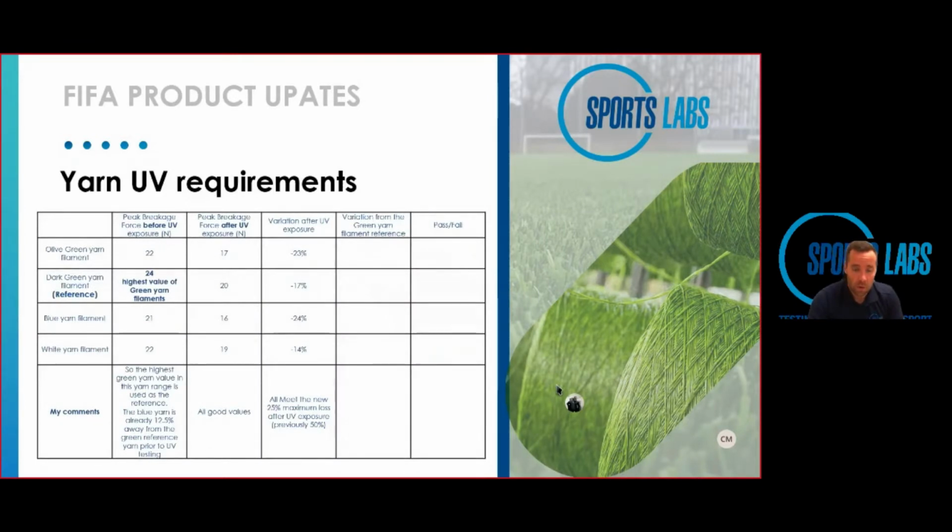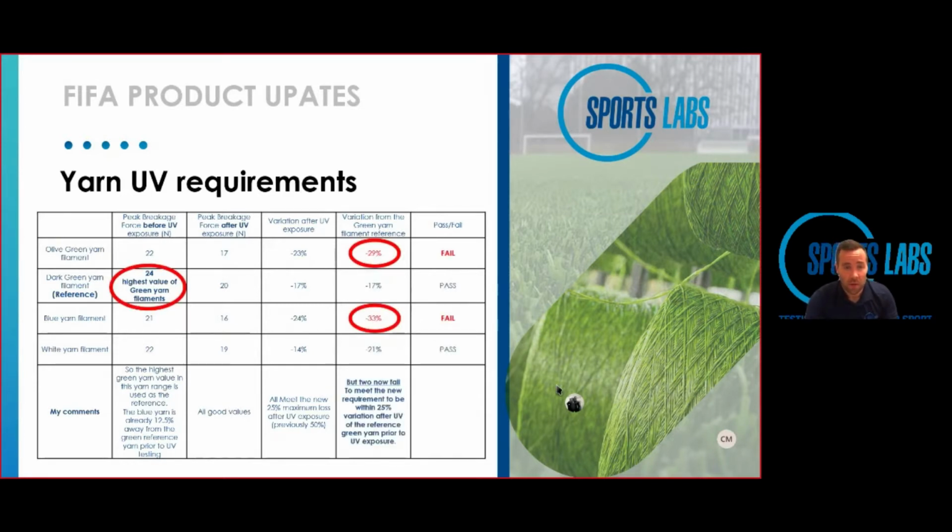On this slide, we have a worked example of this new method and requirement. To start with, we identify the reference yarn that will be used for the calculations. As you can see in this case, the dark green yarn has been highlighted. Now this is the highest unaged peak breakage force, out of the two green yarns. Therefore, this is chosen as the reference value. We then check that each yarn after UV exposure is within 25% of their initial unaged values, just as previously done over the last 5 years or so, except with a lower requirement of 25%.